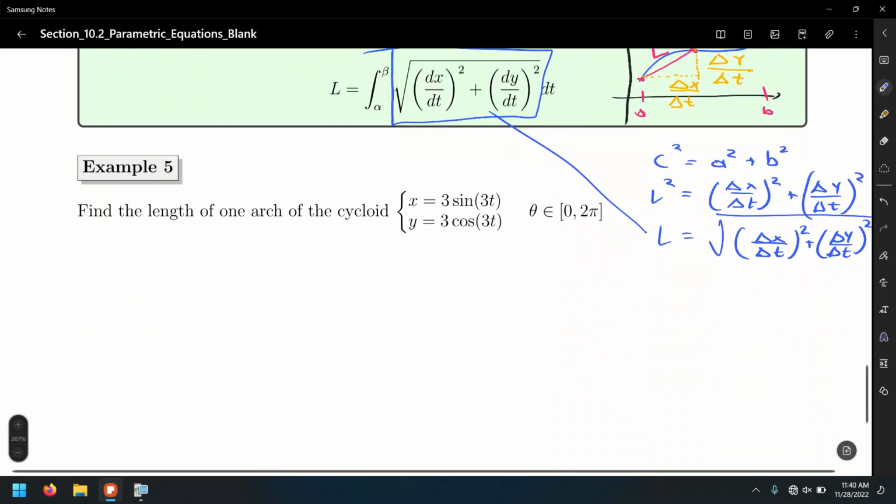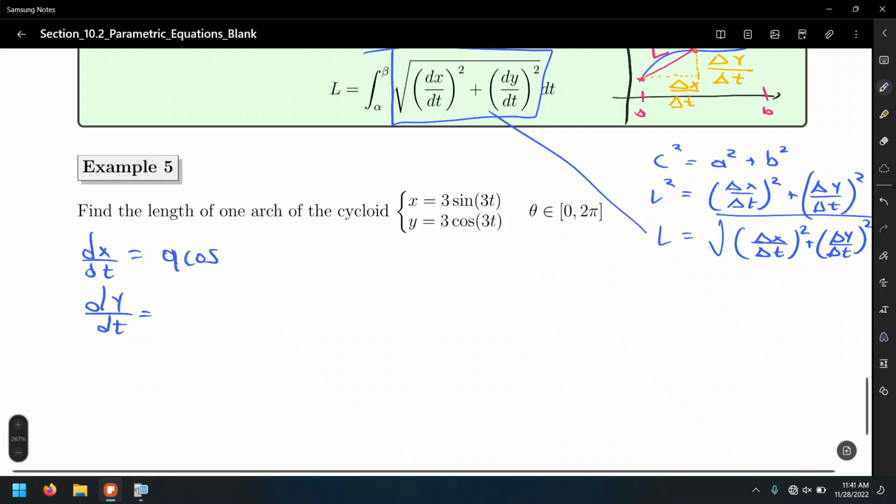All right. Let's look at one example. So let's go back to the cycloid defined by x equals 3 sine 3t, y equals 3 cosine 3t. Our arc length formula calls for the derivatives of both equations, as opposed to finding the area under the curve. So number one, let's find the derivatives dx/dt and dy/dt. What's the derivative of the first equation? Anyone?